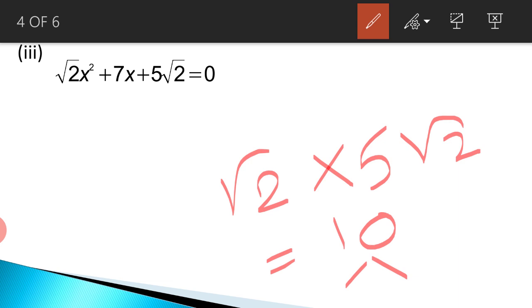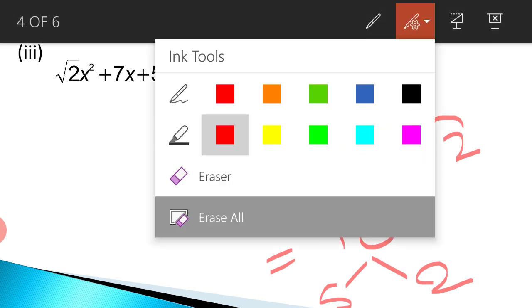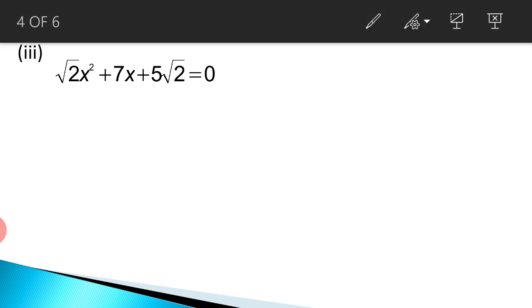So now 5 twos are 10, and 5 plus 2 is 7. Are you getting? As the middle term is positive, both the factors will be positive, that is 5 and 2. So let us go for splitting the middle term with 5 and 2 as the factors of 10.